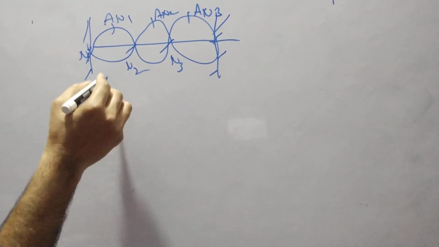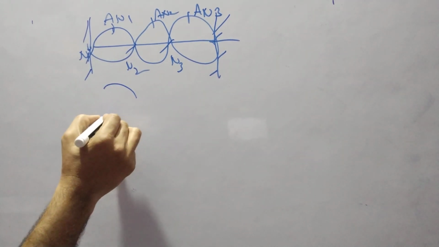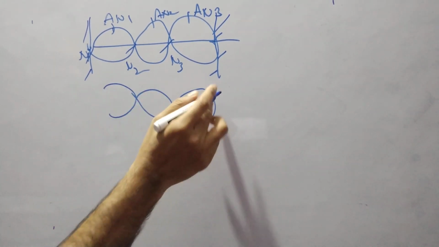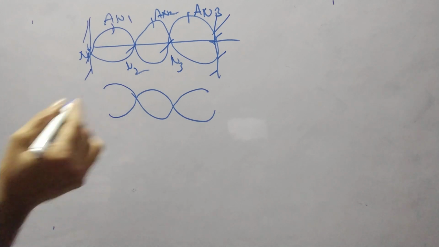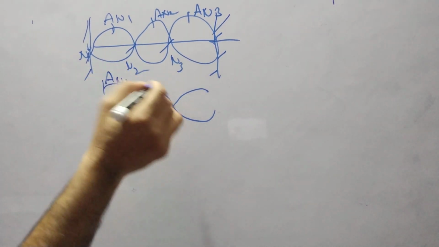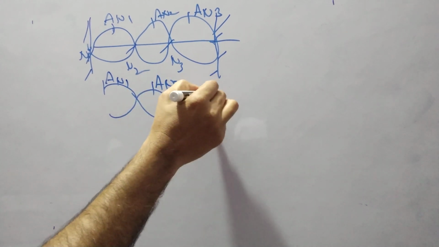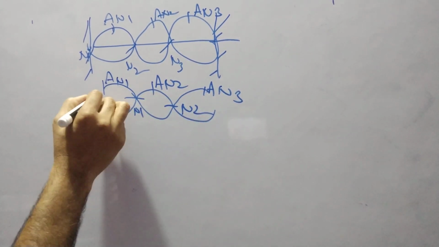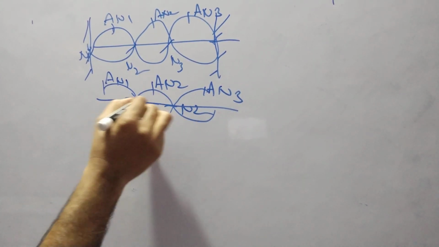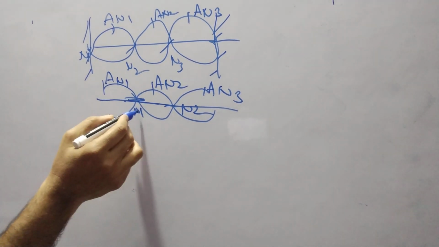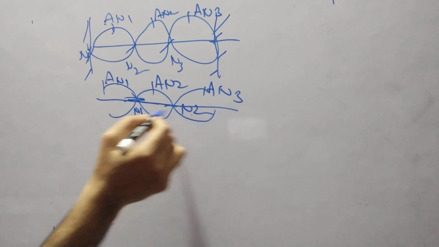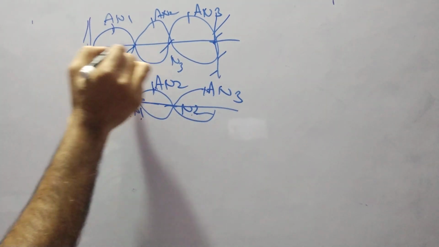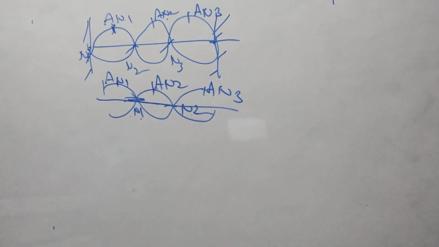When the end is free, your wave will start with antinodes here. So these ends are free ends. So this is AN1, AN2, AN3, and this is N1, N2. This is the mean position line. The mean position line will show the nodes here, and the antinodes are at the maximum peak. So nodes are here at the mean position line, and these are antinodes at the maximum amplitude.